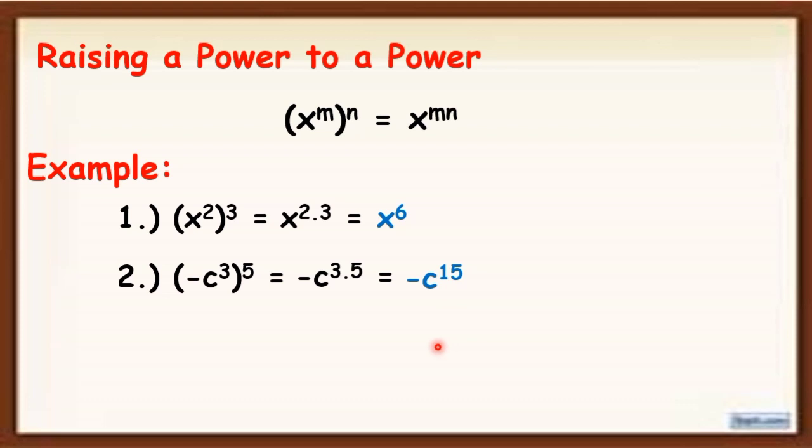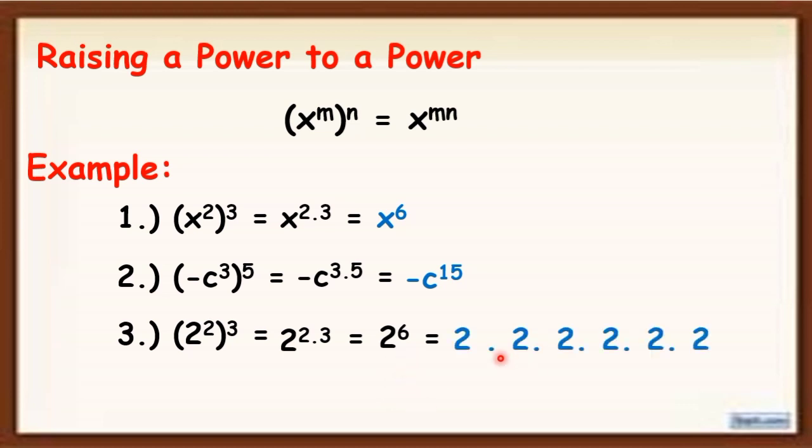Okay, last example, 2 raised to 2, quantity cubed. So again, copy the base, which is 2, then multiply the exponent, which is 2 times 3. So it will become 2 raised to 6. And since the base is a whole number, we are going to simplify it. So 2 raised to 6 is also the same as 2 times 2 times 2 times 2 times 2 times 2. So the final answer is 64.